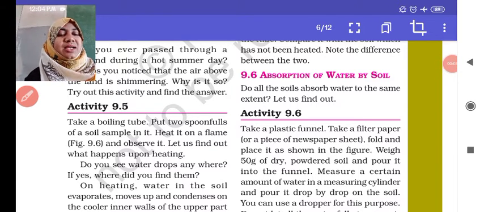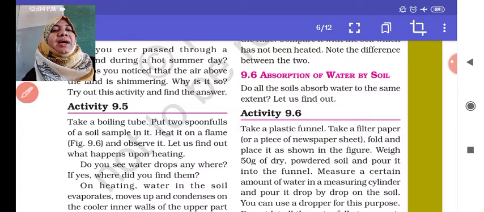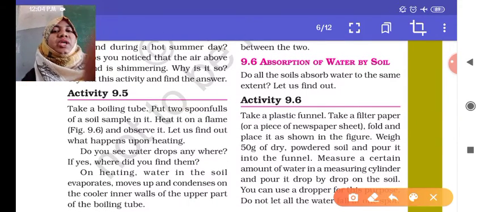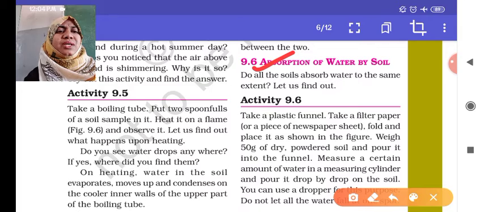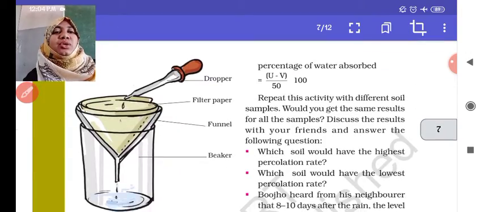So in today's class we are going to continue with the soil lesson. The subtopic we are going to deal with today is absorption of water by the soil. In this lesson they have given you one activity, that is activity 9.6, as the image shown here.